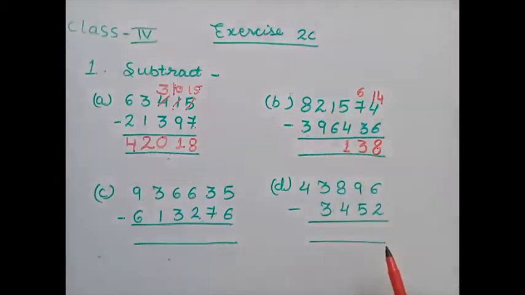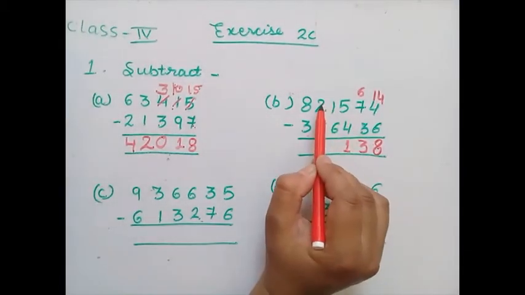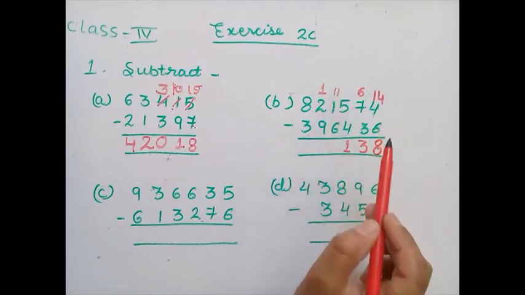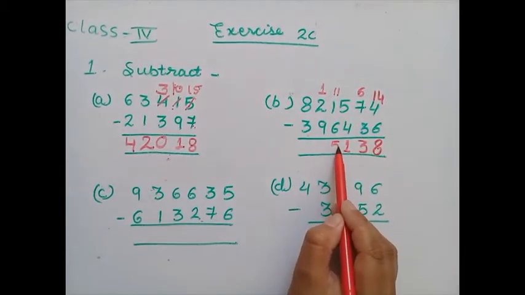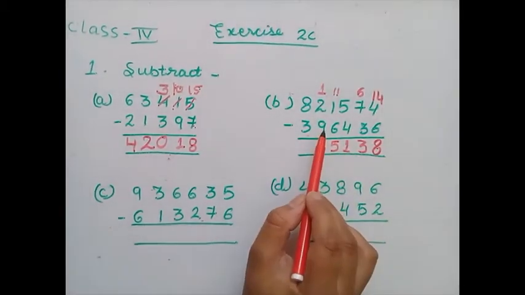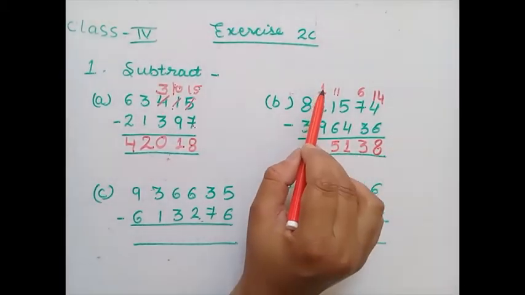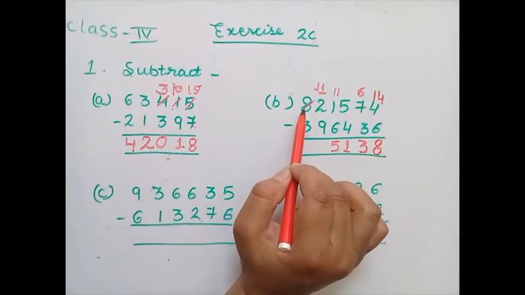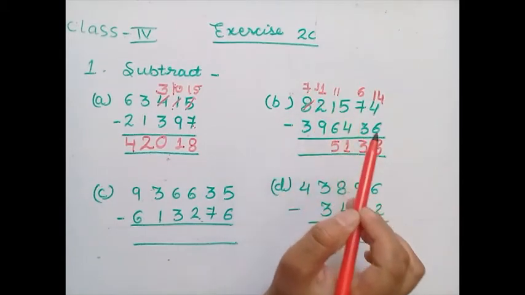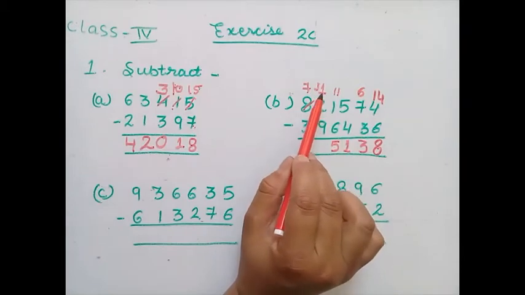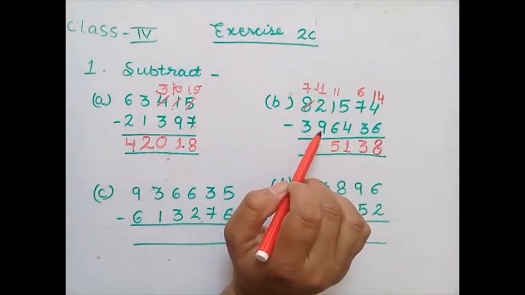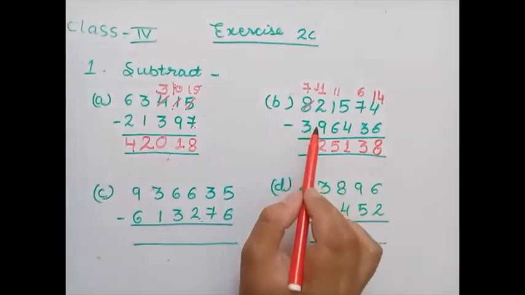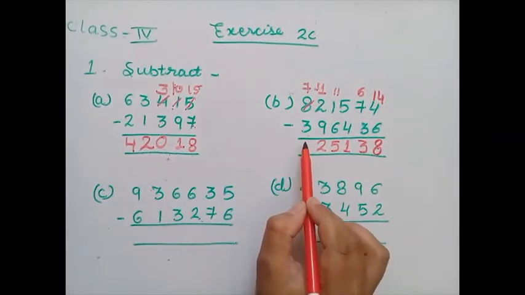6 cannot be subtracted from 1. So we will take a carry from it. So it will be 1 and it will be 11. 11 minus 6 is 5. Now 9 cannot be taken away by 1. So again take a carry. It will be 11 and it will reduce by 1, that is 7. Again 11 minus 7, 9. So 2 and 7 minus 3, it will be 4.